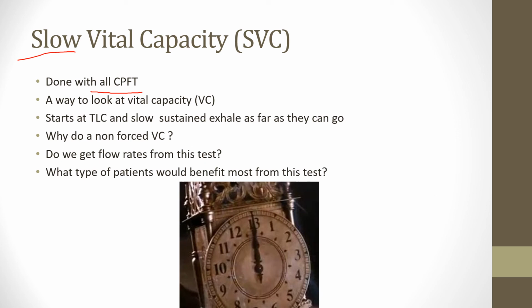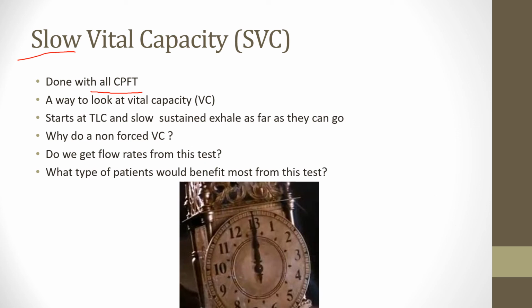The big advantage of a slow vital capacity, like I said before, and I'll reinforce this here, is that if a patient has an obstructive process, you want to do a slow vital capacity to make sure that their volumes are accurate. Because if there's premature closure of the airways with a forced vital capacity and you don't get a slow vital capacity, it may look like the patient has both an obstructive and restrictive disorder, when in fact they might have an obstructive only disorder.